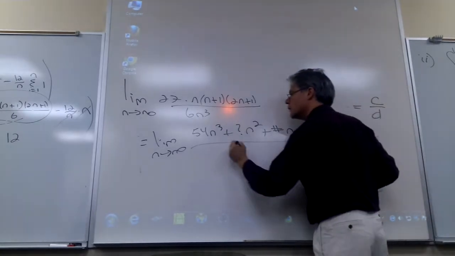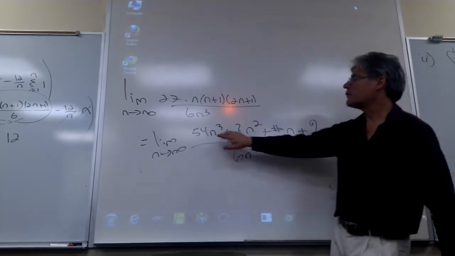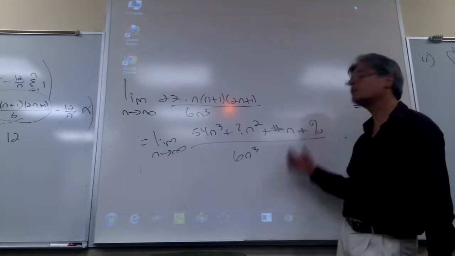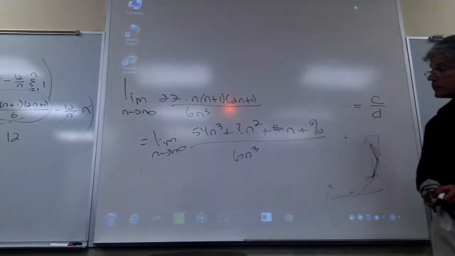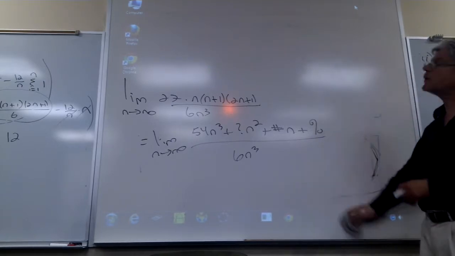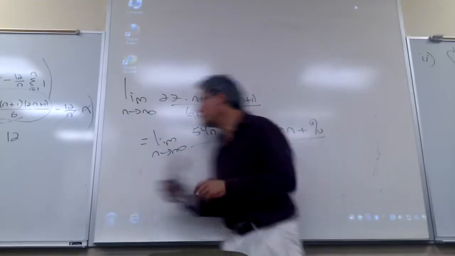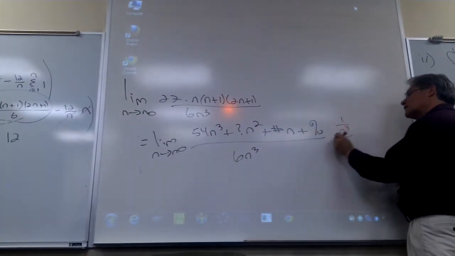I'm just saying, I got 54 n cubed, the leading term. It's all garbage. Plus something times n squared, plus something times n, plus a number. I think maybe the easiest way to get this limit is to multiply top and bottom by 1 over n to the highest power I see downstairs, which is 3.